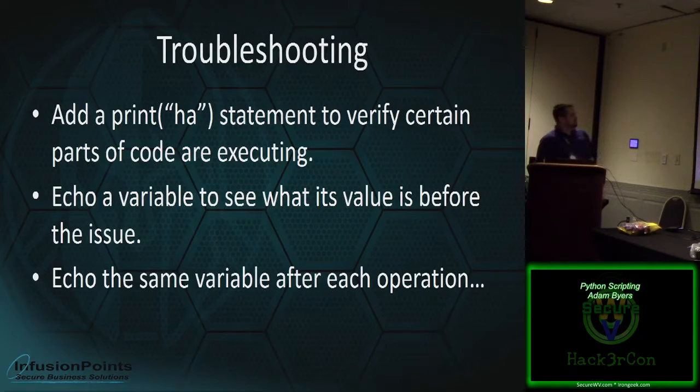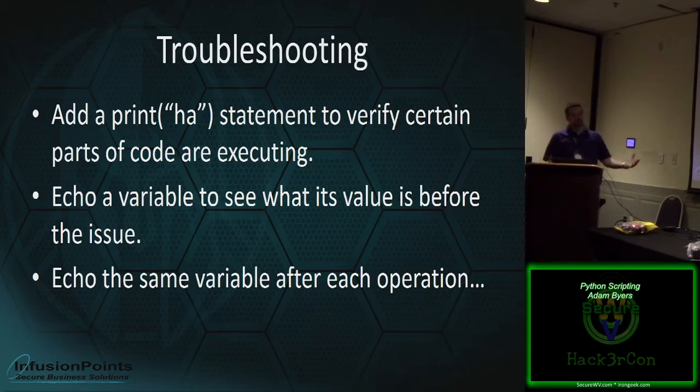Getting ahead of myself. All right, so add a print statement to verify certain parts of code are executing. Echo a variable to see what its value is before the issue, and echo the same variable after each operation. I've accidentally converted things into strings and different types that weren't compatible with the function I was trying to run against it, and didn't notice it until I started asking, what is this? What's the type? What does it contain? Before it goes into the function, I was like, oh wait, I'm changing this up, and I shouldn't be doing that.